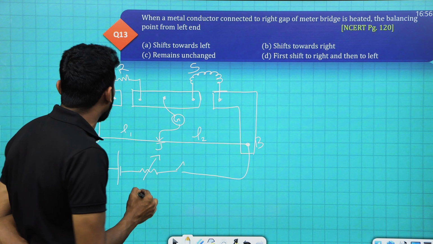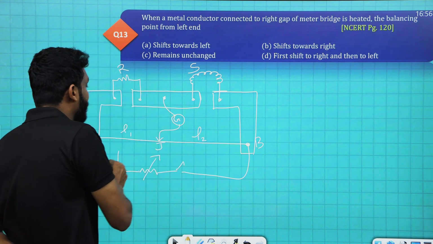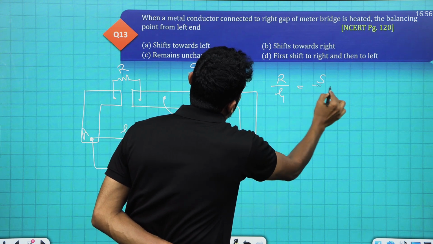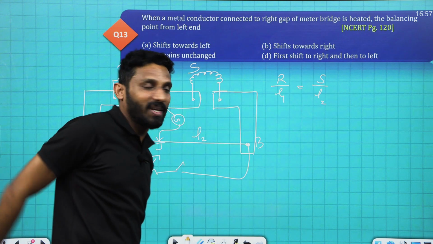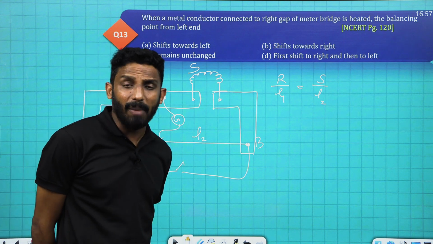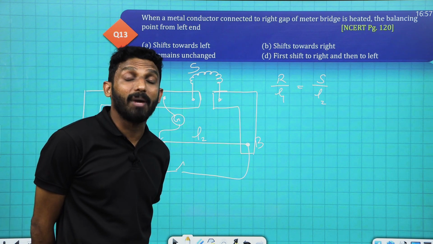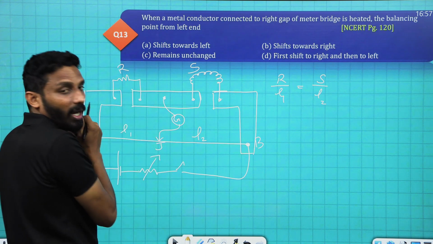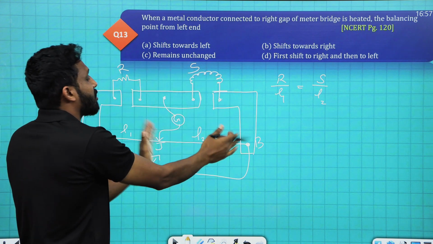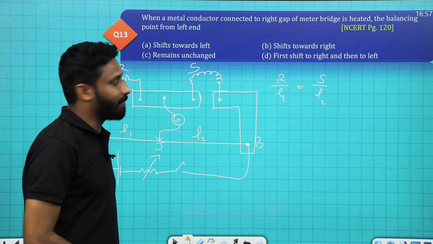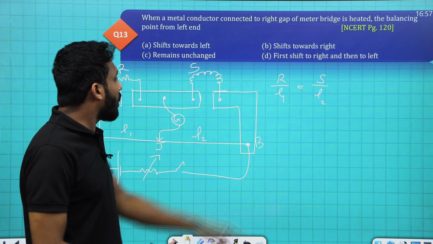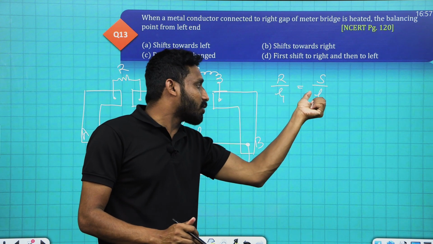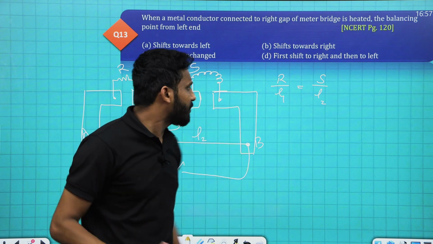Then we have the equation at balancing that R by L1 is equal to S by L2. This is our formula, the balanced Wheatstone bridge formula, P by Q is equal to R by S in that way. This resistance by resistance of this wire is equal to this resistance by resistance of the remaining wire. Actually, there will be a resistance per unit length here also, and it will be cancelled. You studied it, no problem.